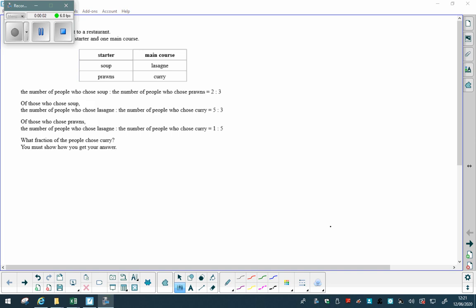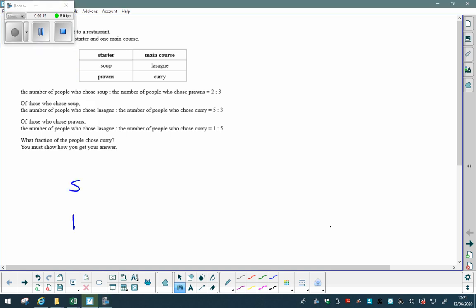Let's have a look at this question here. Much more difficult than the one from the first week, a much more challenging question on the critical topic of ratio. So let's just have a look at this first line here: the number of people who choose soup to the number of people who choose prawns is in the ratio 2 to 3.